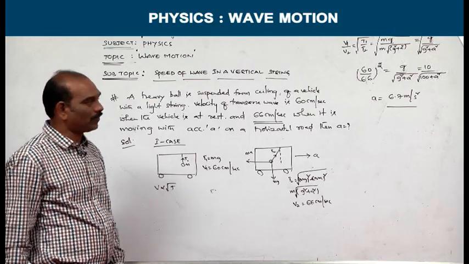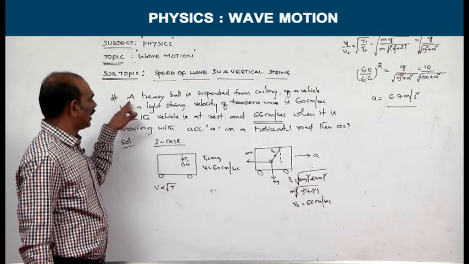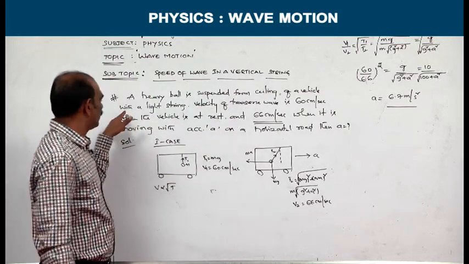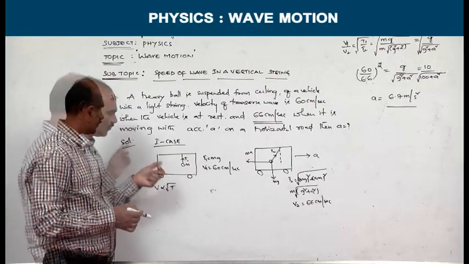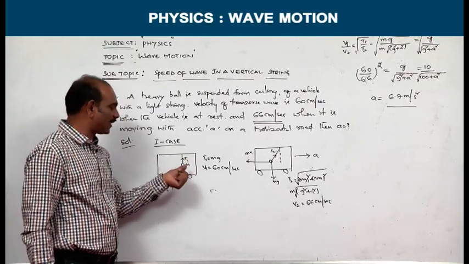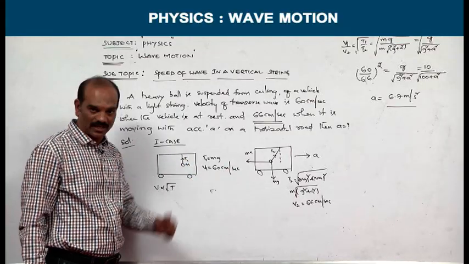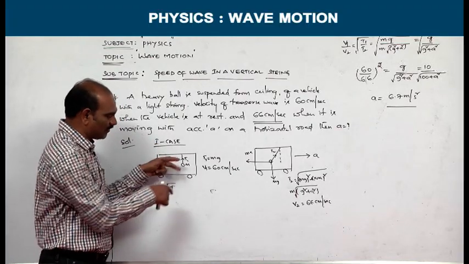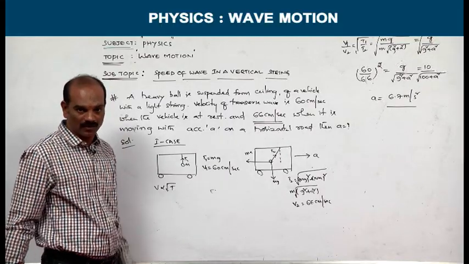Let us see one problem based upon the concept of speed of transverse pulse. A heavy ball is suspended from the ceiling of a vehicle with a light string. When the vehicle is at rest, the speed of transverse pulse in the string is 60 centimeters per second. When it is at rest, the tension T1 is equivalent to mg.